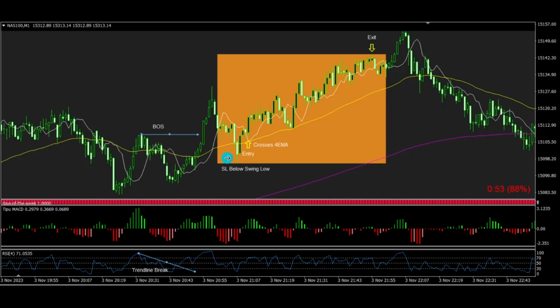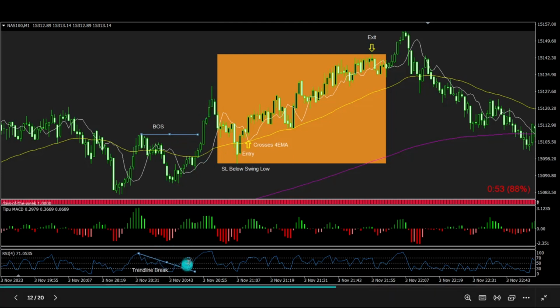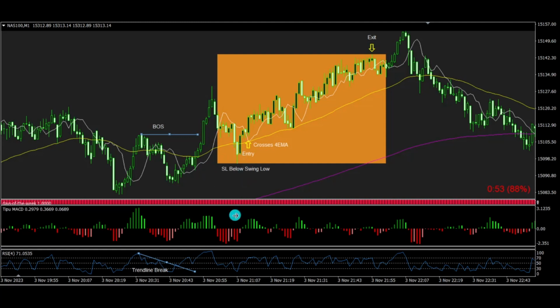We had a break of structure, confirmed by a trendline break and a green histogram. Then we see price retrace and a red histogram. Price then crosses the 4 EMA, and that would be your entry.